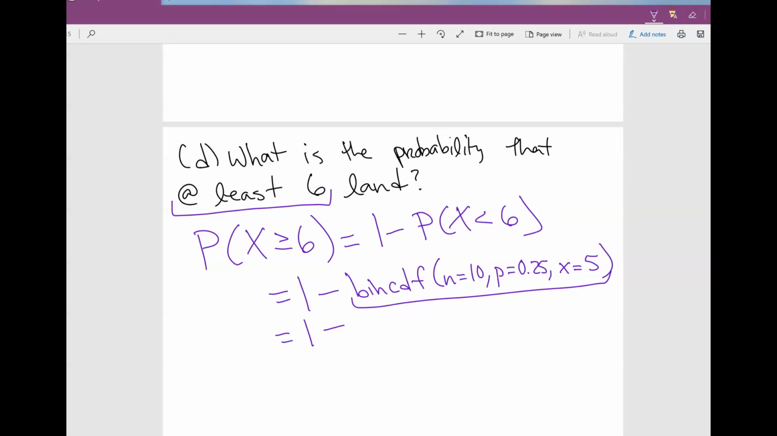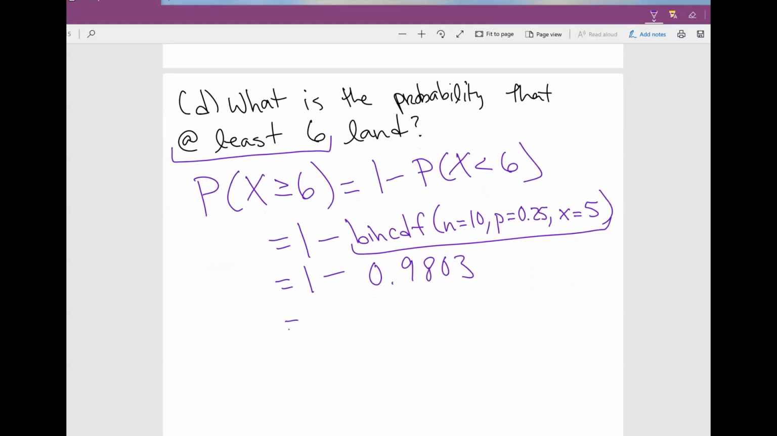So what I'm going to get is 0.9803, around there, rounded to 4 decimal places, and then I'm going to just subtract this. So I'm going to do 1 minus 0.9803. This is equal to 0.0197. Okay, so that is the probability of that occurring.